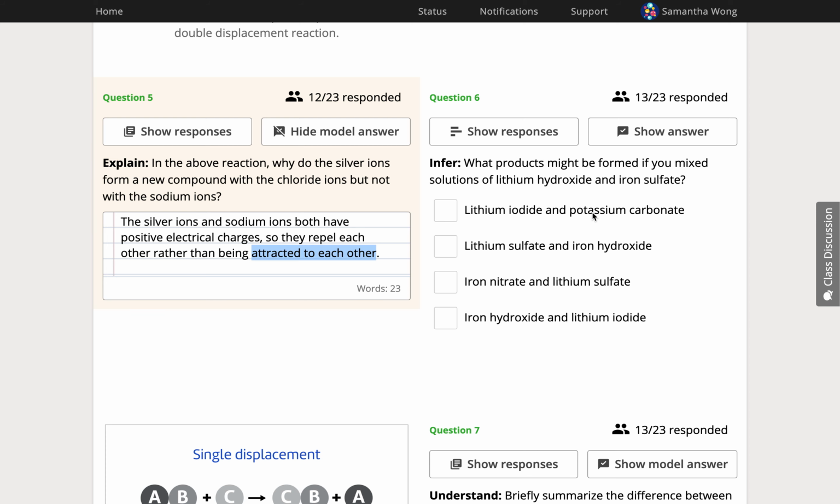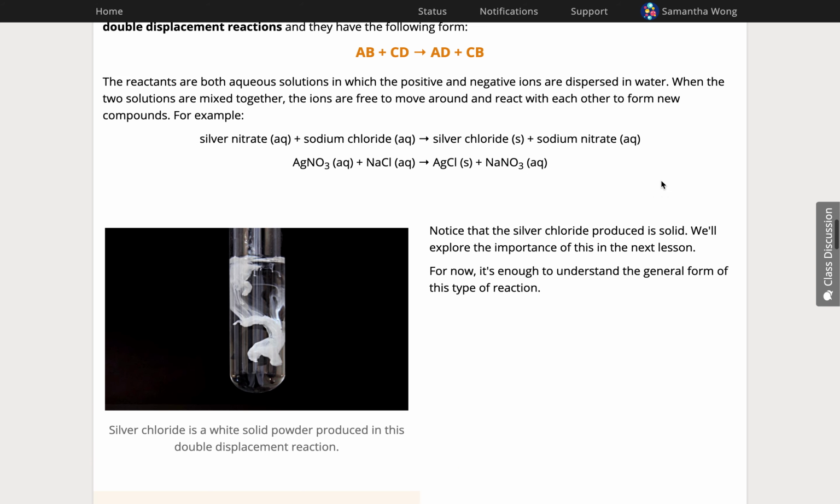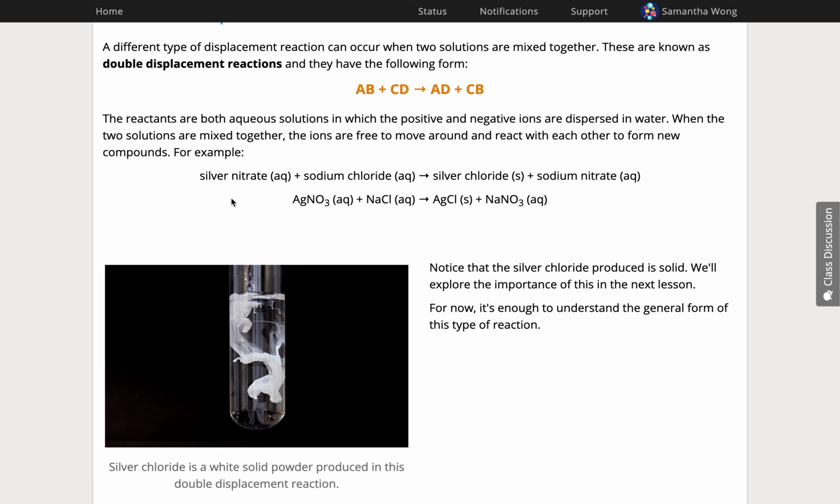Moving on to number 6. What products might be formed if you mix solutions of lithium hydroxide with iron sulfate? So, with a double displacement reaction, what we are going to end up doing is keep the first half of each of these reactants the same, but the second halves, we're just going to swap them over. So it goes from silver nitrate to becoming silver chloride, as shown here. And it goes from sodium chloride into sodium nitrate, shown over here.